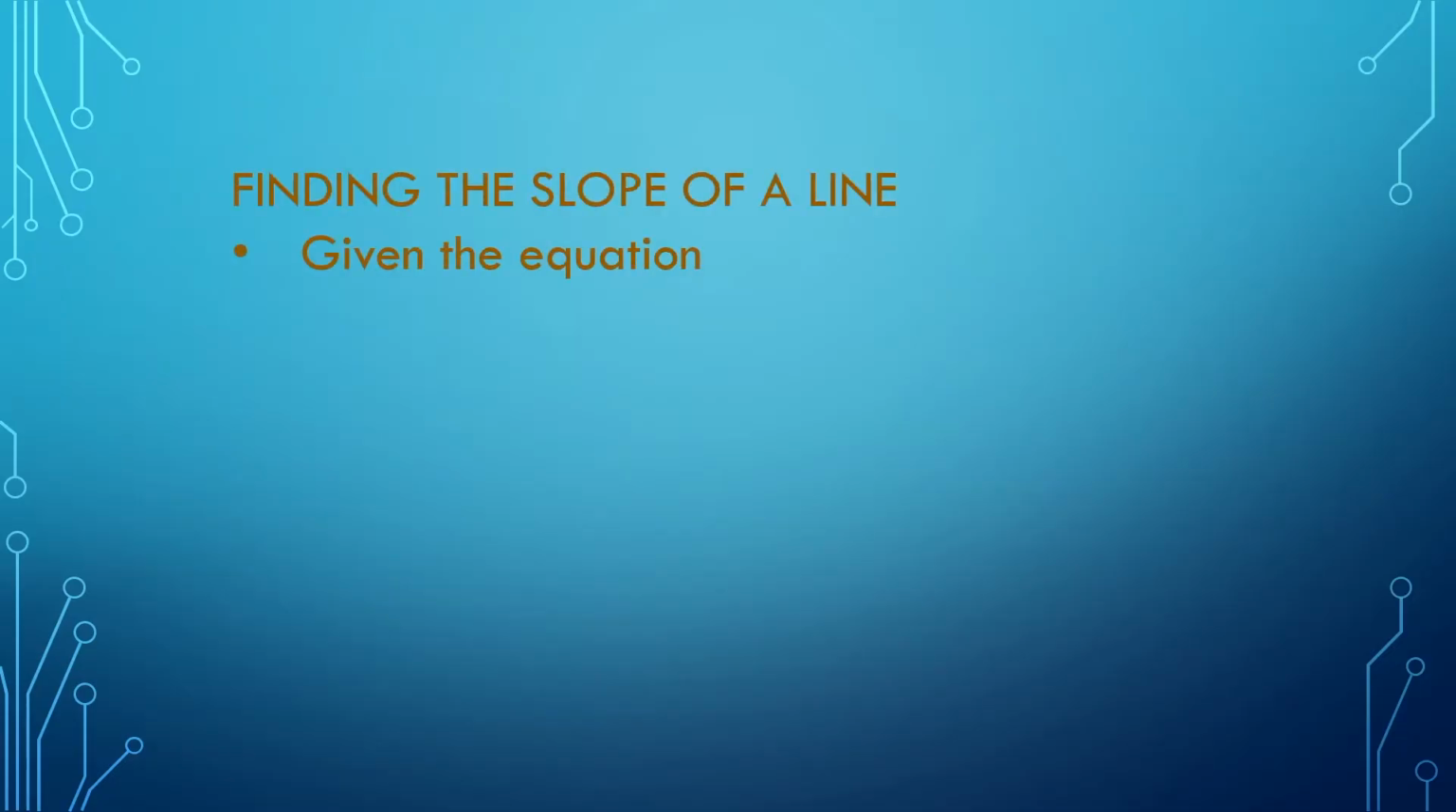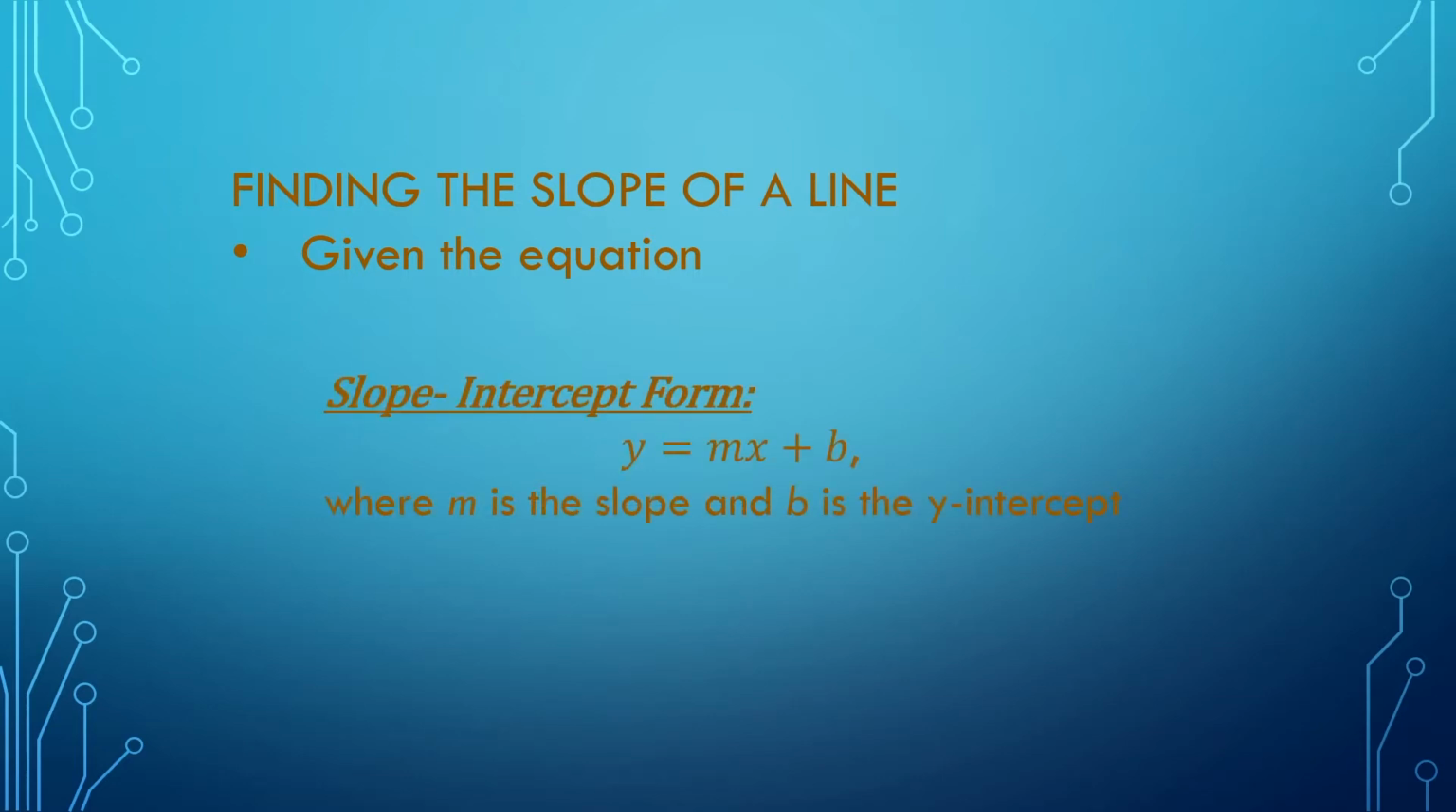To find the slope of a line given the equation, we use the slope-intercept form where y is equal to mx plus b, where m is the slope and b is the y-intercept. In case it is in standard form, you need to change it to slope-intercept form to identify the slope and the y-intercept. We really need to find this y-intercept because this is where our first point will come from.